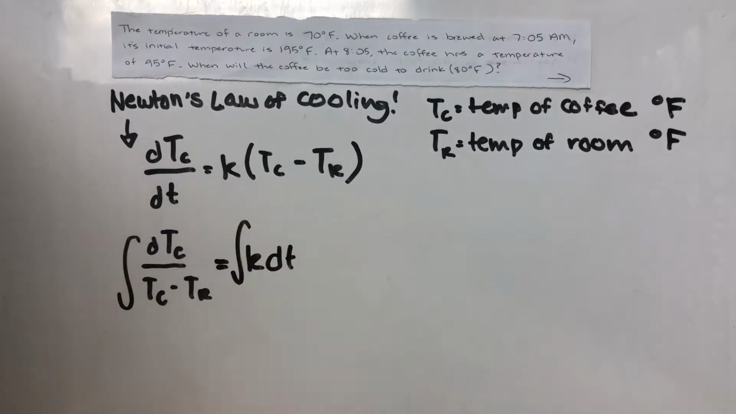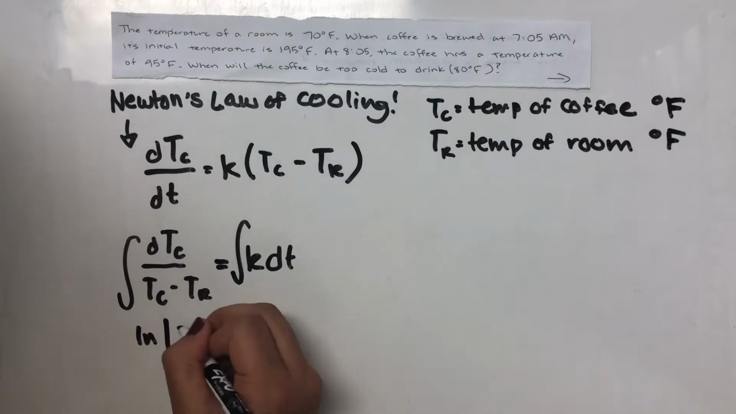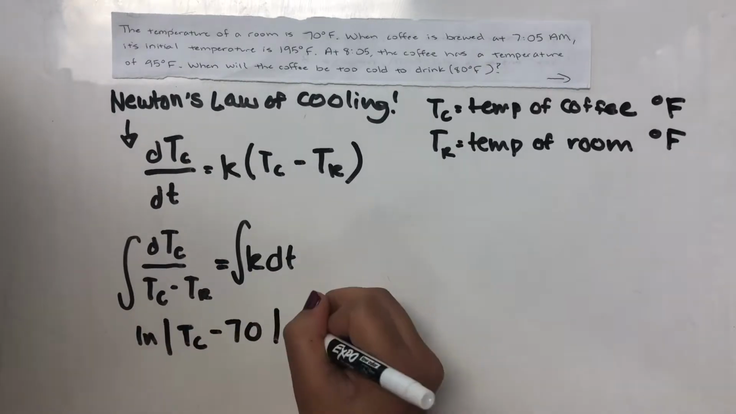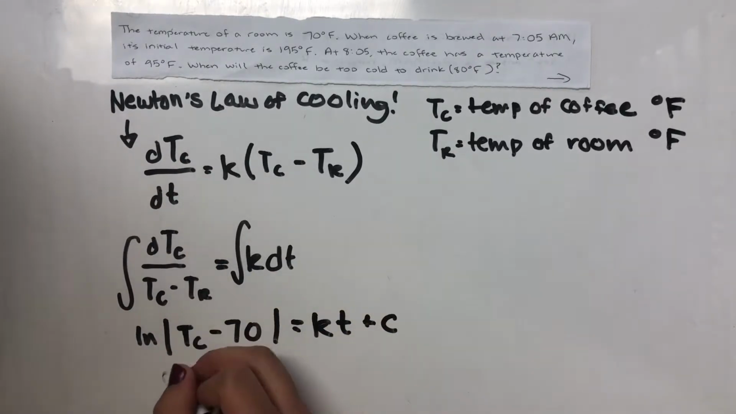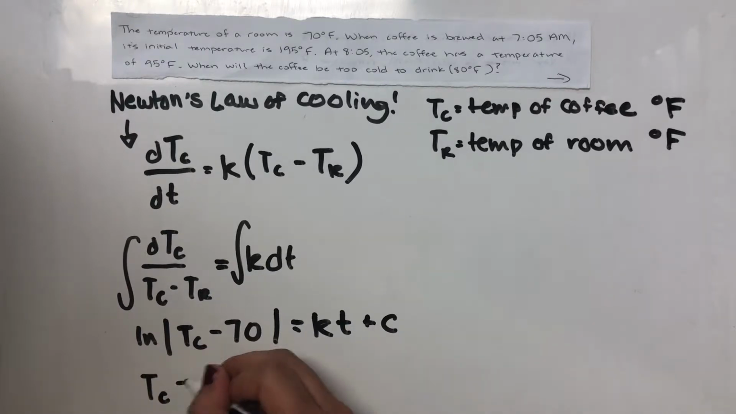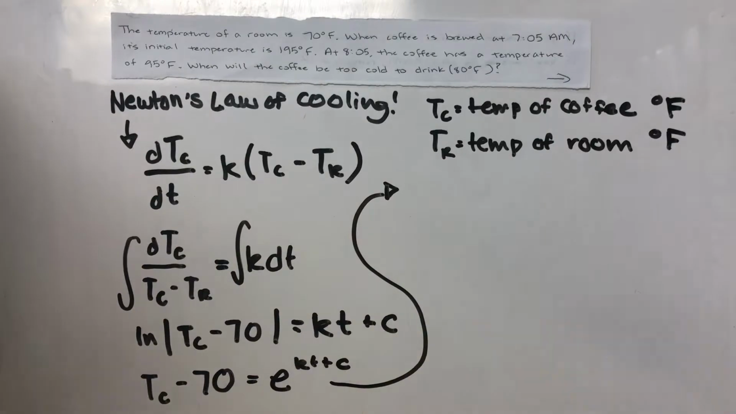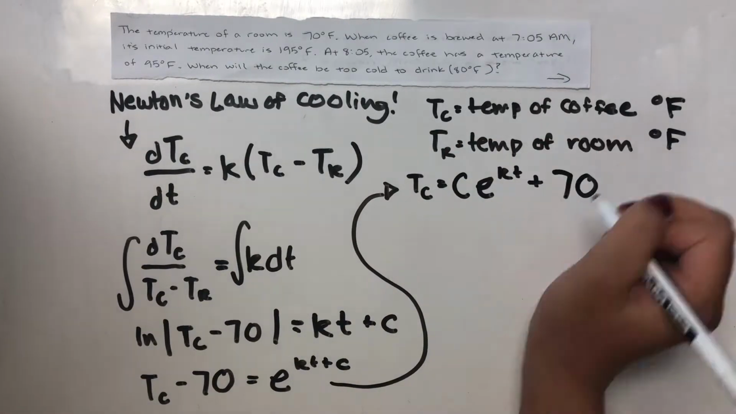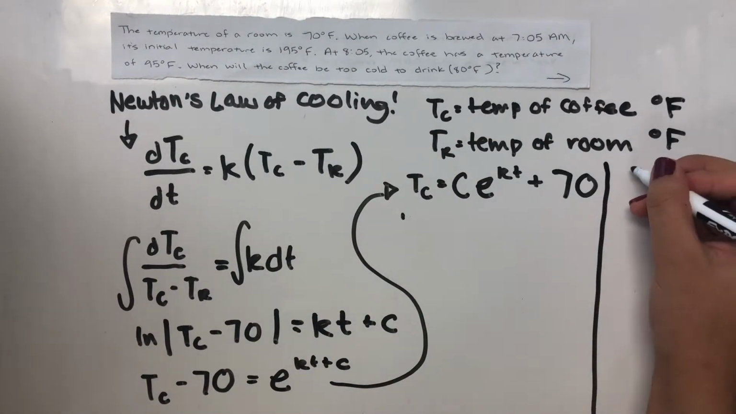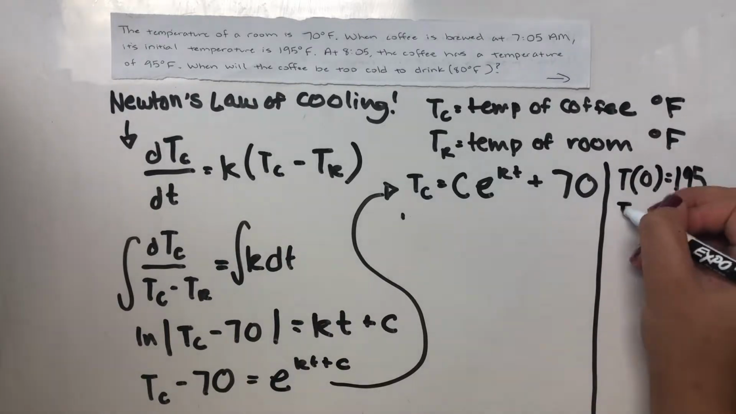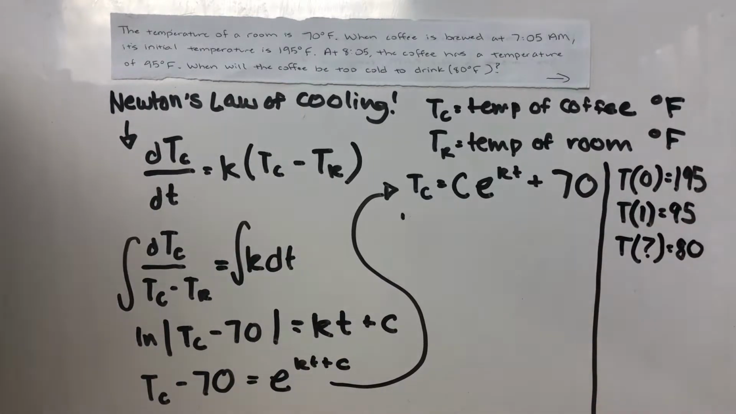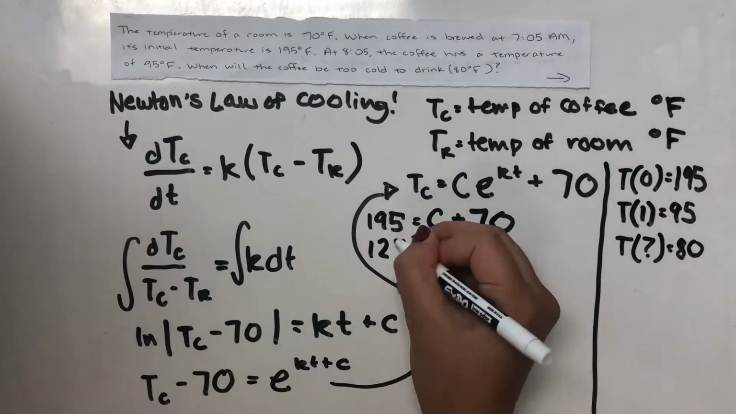Integrate both sides, keeping in mind that K is just a constant of proportionality, not a variable. Don't forget your plus C. Let's manipulate this equation to isolate T sub C on one side. Let's use the two temperatures of the coffee that we know to solve for both K and C.